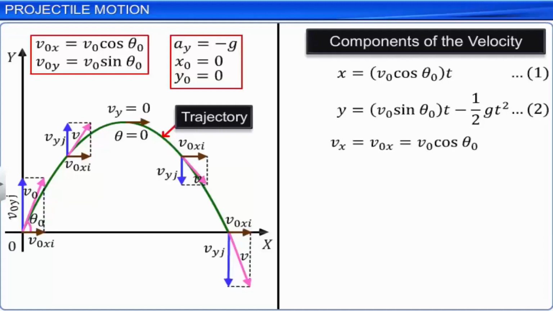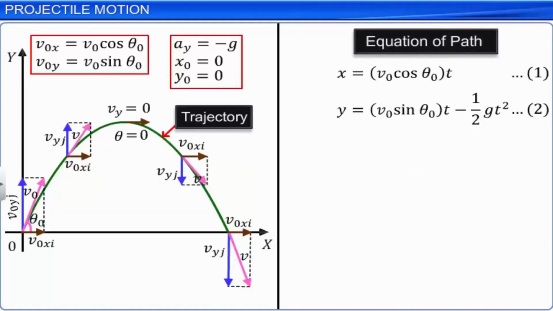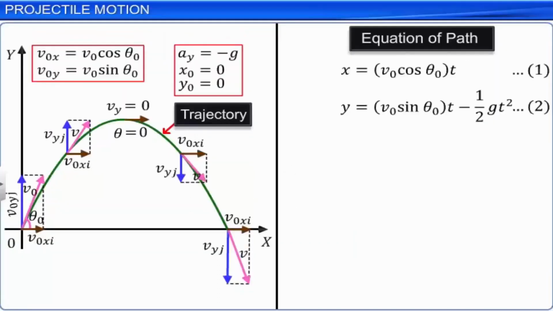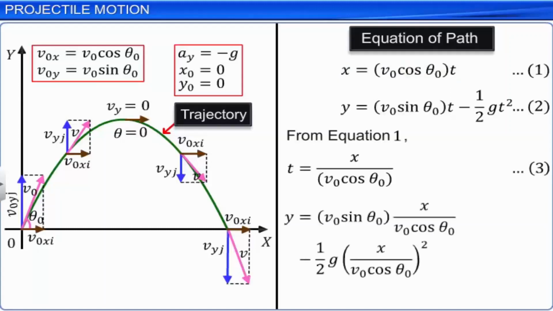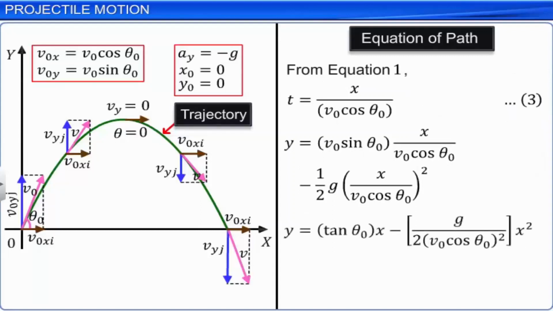Now, let's write the equation of the path for the projectile. By eliminating t from equations 1 and 2, we can get the equation for the path of the projectile. From equation 1, we can write t is equal to x divided by v0 cos theta 0. Let this be equation 3. Substituting equation 3 in 2 and simplifying, we get y is equal to tan theta 0 into x minus g divided by 2 into v0 cos theta 0 square into x square. Let this be equation 4.